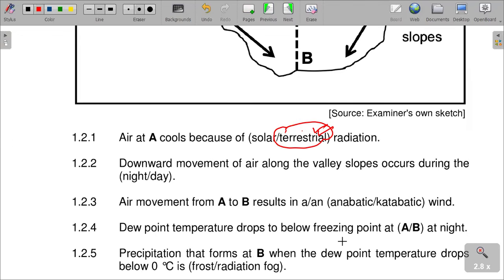Downward movement of air along the valley slopes occurs during the what? It occurs during the night. Night is the correct answer. During the night is the correct answer. So please understand this.